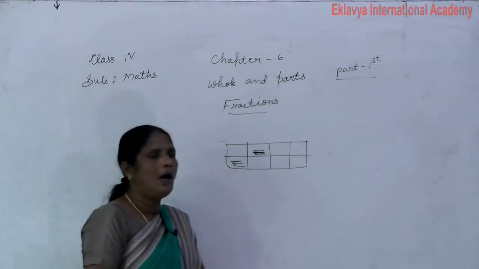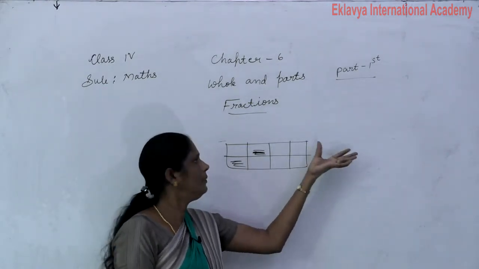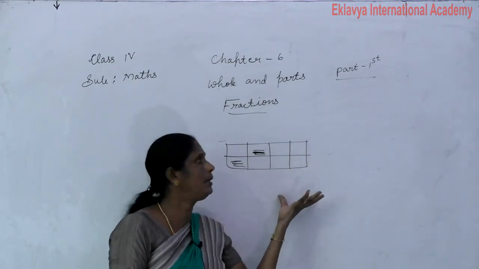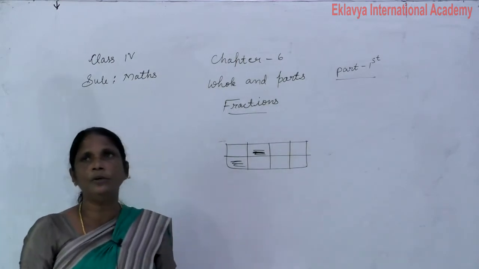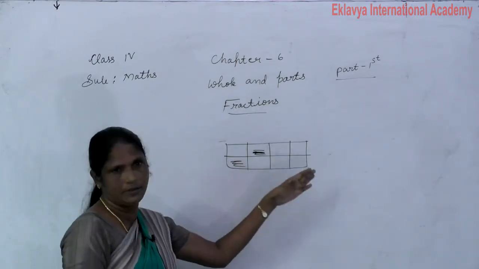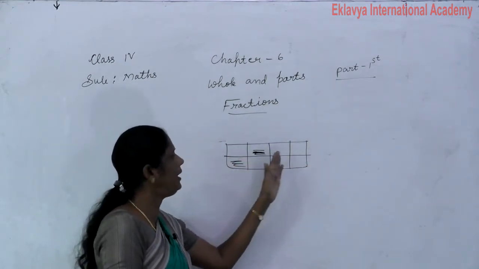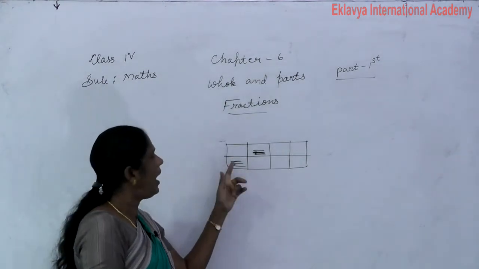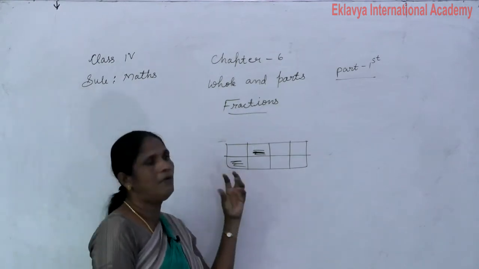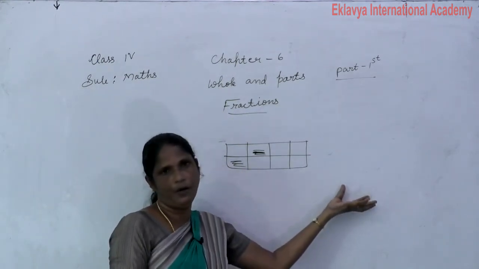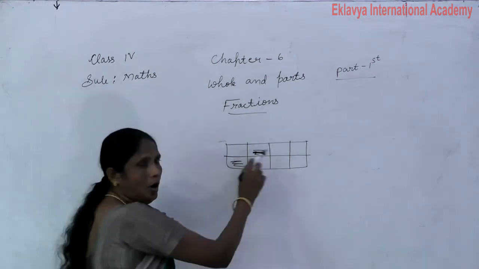Then what is the shaded part of the figure? First you count the parts. There is a whole. Then I divided it into 8 parts. Then I shaded 2 parts. Now our question is, what is the fraction of the shaded part? First you count the whole parts.